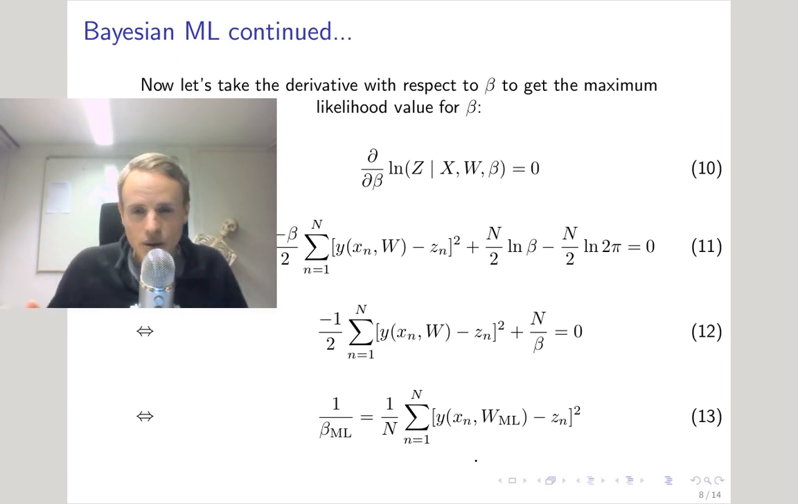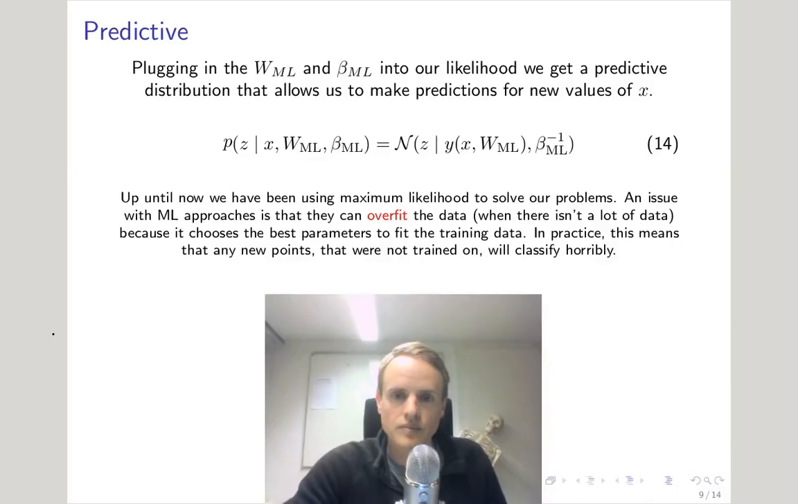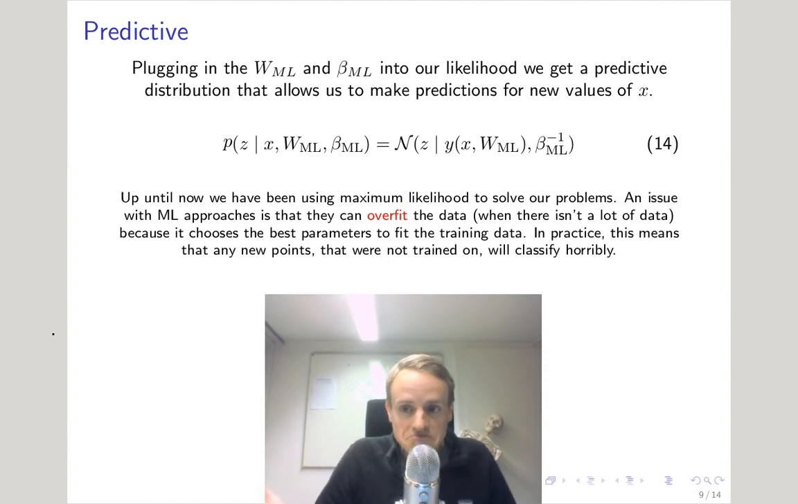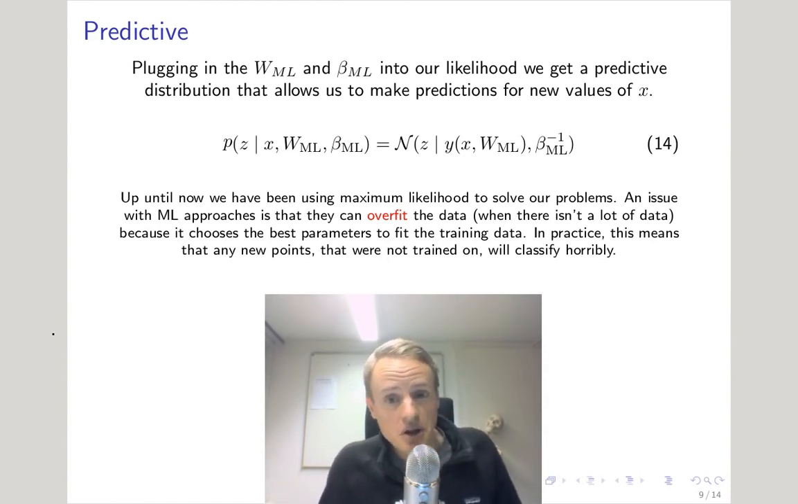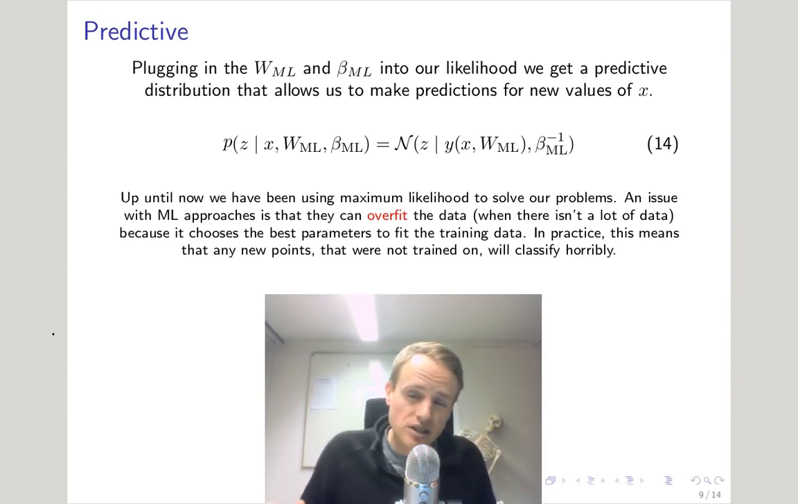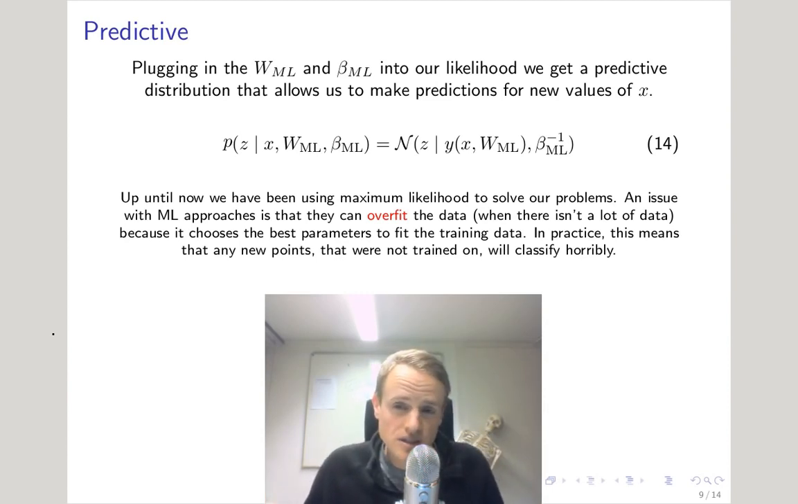Great. Now we have the maximum likelihood parameters for our model. What do we do with them? Well, now we can plug those values into our original equation and use that to make predictions. Cool. Now all of our problems are solved and we can stop paying attention to the rest of the lectures. Well, sadly, that's not the case.